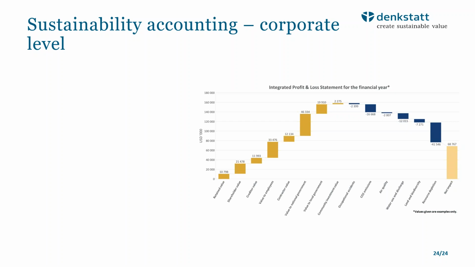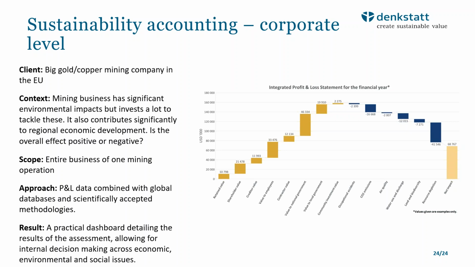The orange bars you see here are the financial impacts. So it's all the stuff that you usually think about, the value to shareholders, the value to creditors, or the value to the bank, the salaries you pay, but also the taxes and the business that other companies generate with your business. And this happened to be for a very big gold and copper company in the European Union.